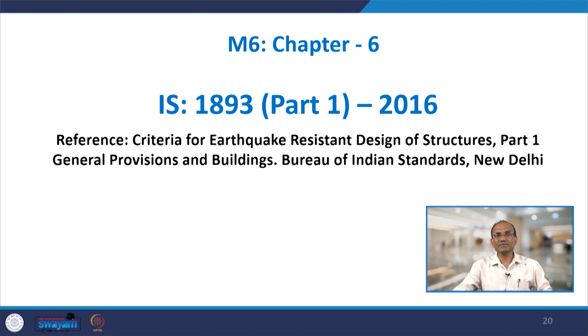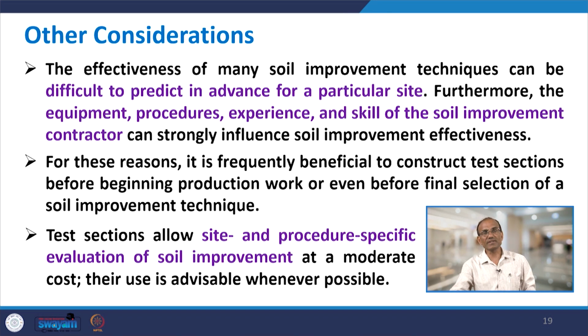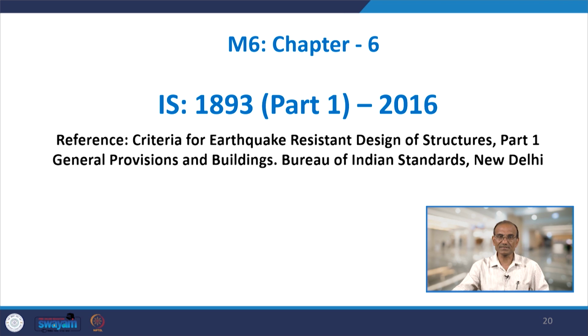So, now coming to this, this is what we discussed in the first part of chapter number 5. We talked about verification of the soil improvement techniques and other considerations. Now, the last chapter of this module 6, that is chapter 6 on IS 1893 part 1 2016, is the last topic which I am going to discuss related to this code. And the reference for this is the code titled Criteria for Earthquake Resistant Design of Structures, part 1, General Provisions and Buildings, published by Bureau of Indian Standards, New Delhi.